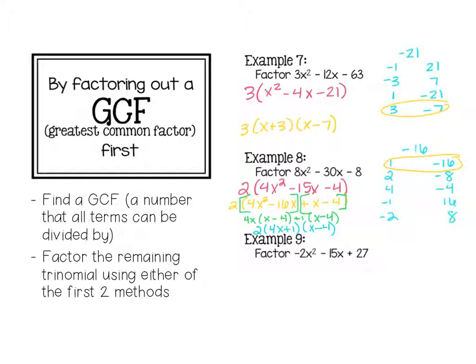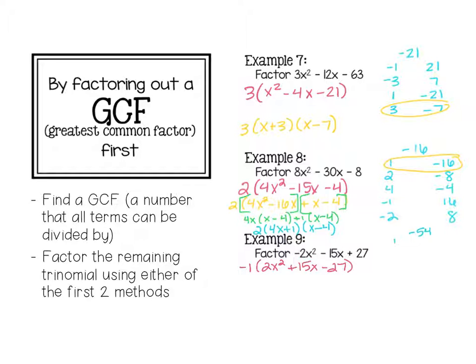Going over example 9, when I look at these, they don't share any factors, but I don't want my a to be negative. So what I'm going to do is pull out a negative 1, and I'm left with 2x squared plus 15x minus 27. When I pull out a negative 1, I have to make sure that I am switching the sign of everything on the inside. Now what I can do is factor this out. However, this is not factorable, so I'm going to do a times c, which is going to give me negative 54.